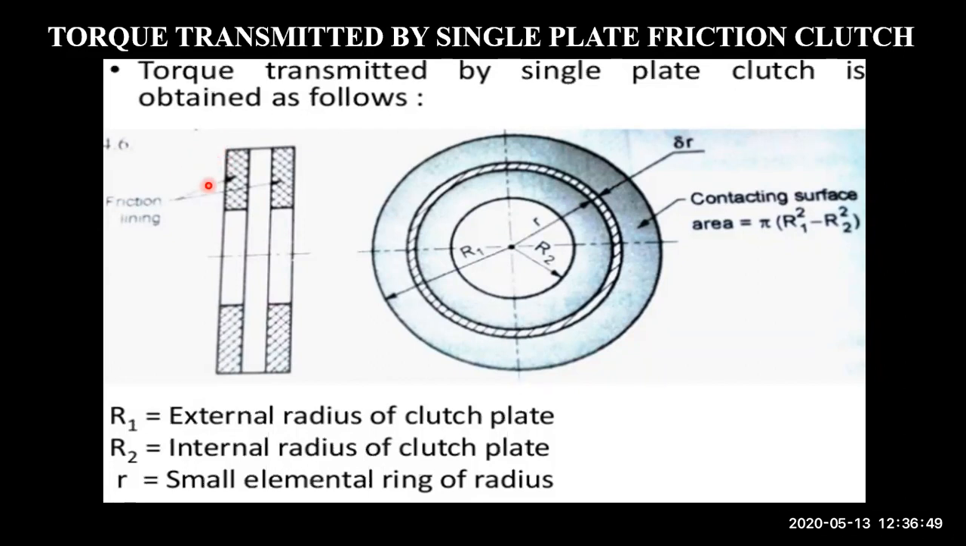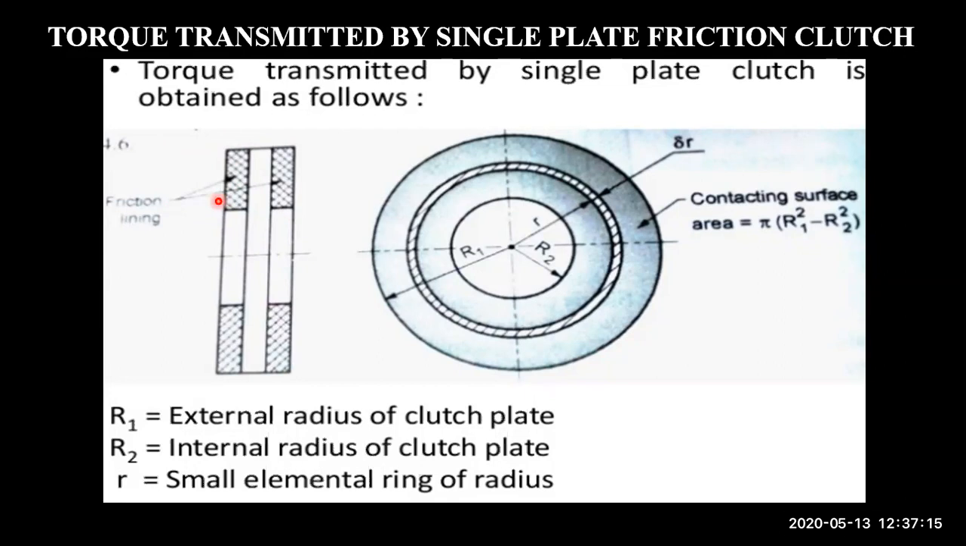And the second theory is uniform wear. If you assume uniform wear, then you can't assume uniform pressure because pressure will increase as you come inside. So pressure will be more inside, and as you go outside, it will be lesser. So those are the two theories. Either you can design based on uniform wear or uniform pressure. The equations are different for both, hence you have two different derivations.